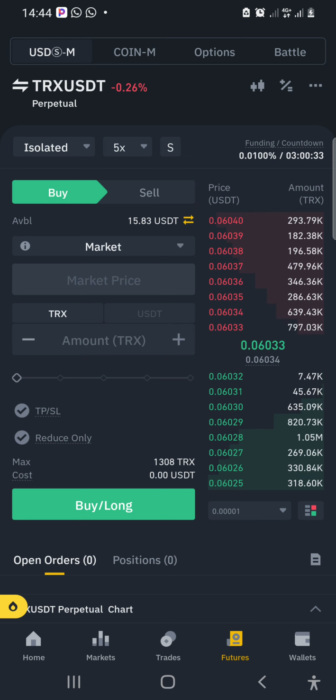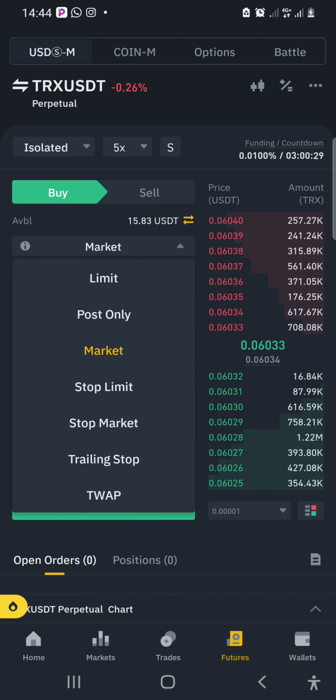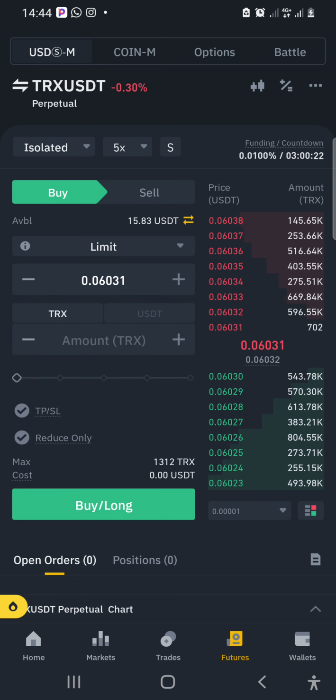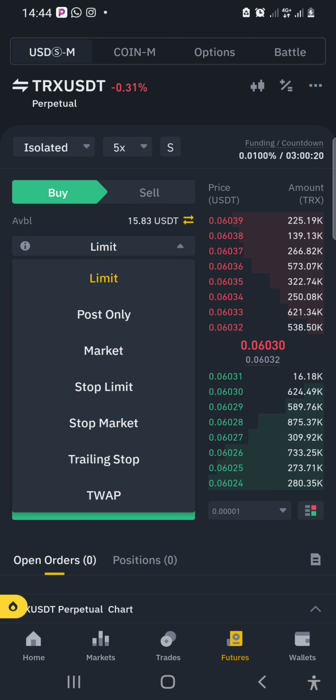You buy at market if you wish, if that's what you want. Like you want to buy that 0.06033 now. So the stop limit order too. Okay, you don't need that. So just limit. Okay. The trailing stop. I don't want to bother you guys with that one. Even me, I don't use it.